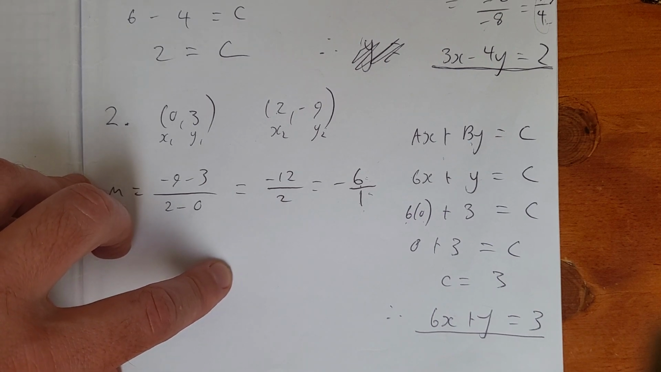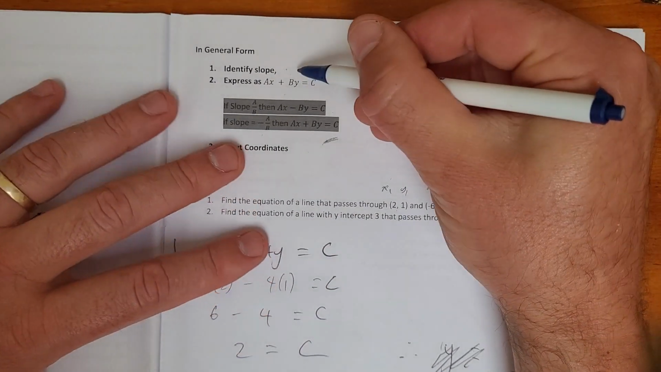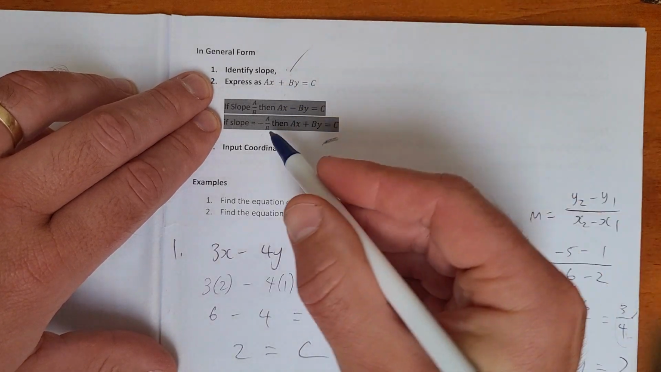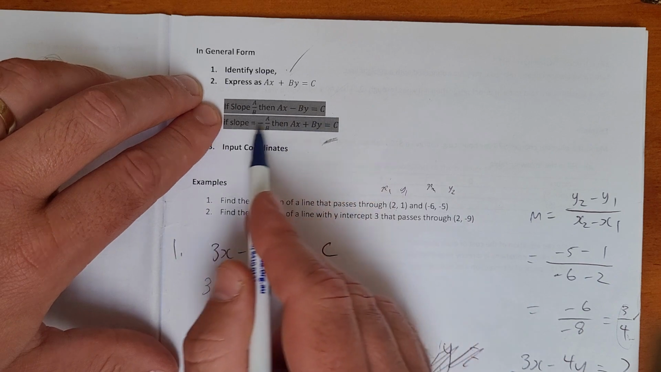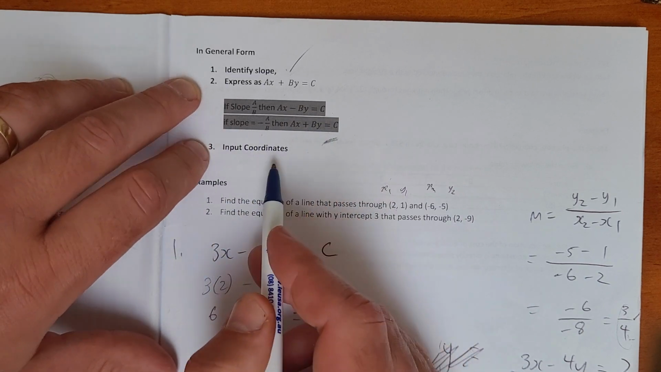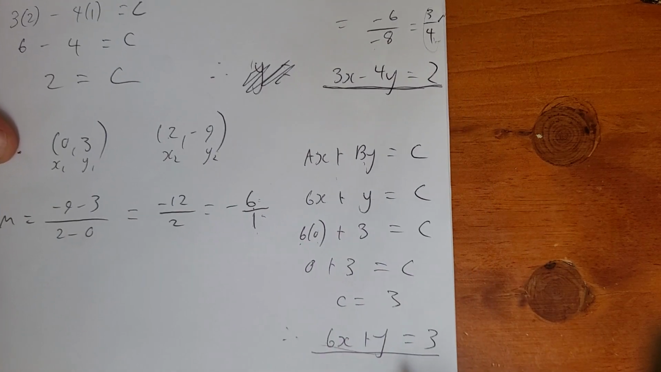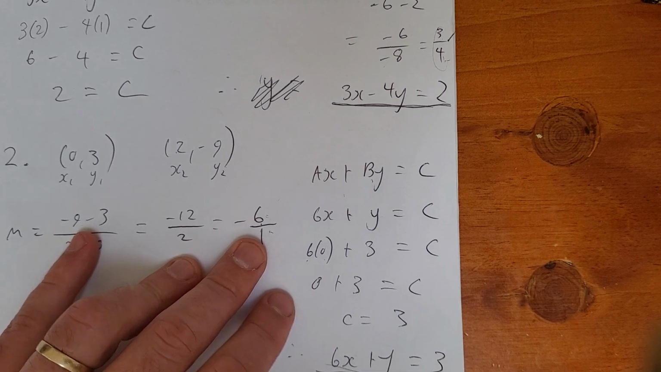So here's how we're solving the equations in general form. All right, just a quick recap of our process. Identify the slope, express it as ax plus by. So we need to express the slope as a fraction. If it's positive, it's going to have this form. If it's negative, it's going to have this form. And then we sub in a coordinate to state the equation of the line in final. So that's finding the equation of a line in general form.